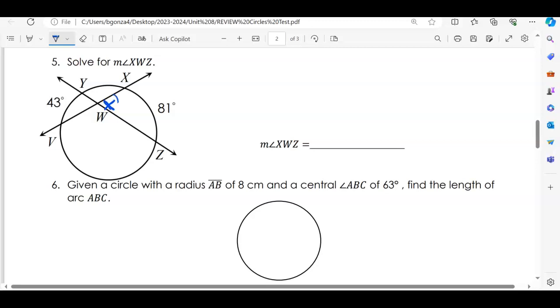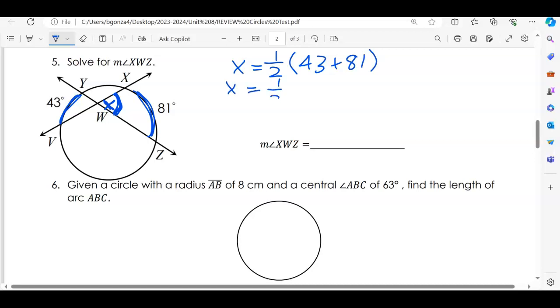Not to be confused with the other X. Okay, so when we have an inside angle, we're going to start with the angle, which is what's missing, X equals, and then the equation is 1/2 parentheses, and then you take these two intercepted arcs and you add them. 43 plus 81.